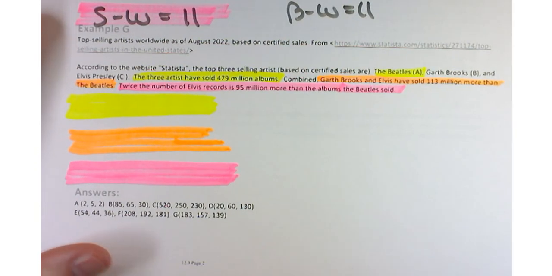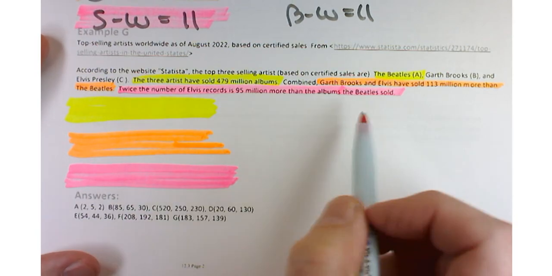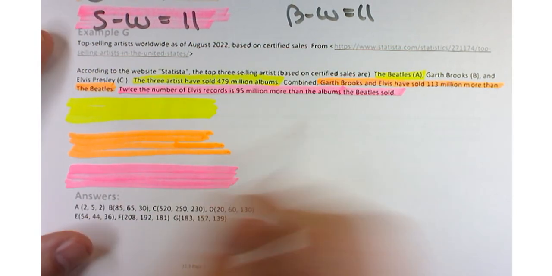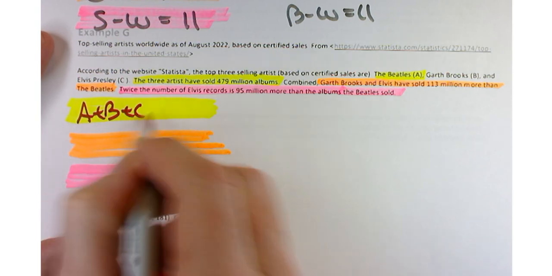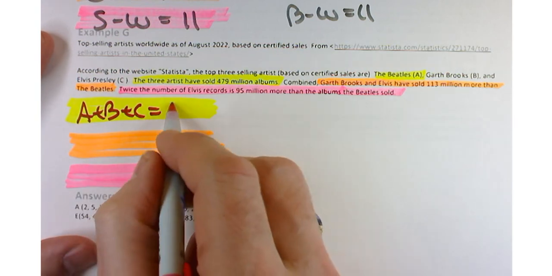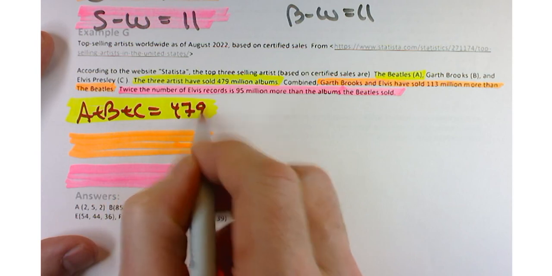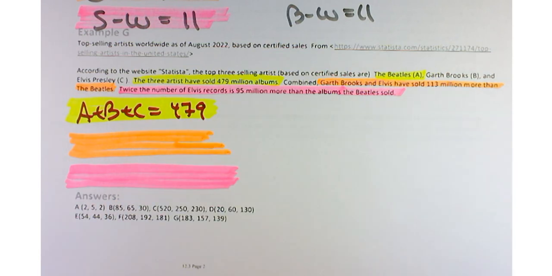Let's have at it. Mateo, I'll give you the first one. A plus B plus C equals 479 million. Yeah, we're just gonna leave it in units of millions, so 479. Perfect, thank you.